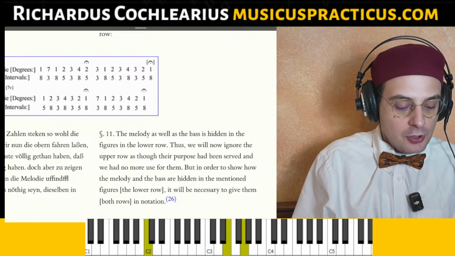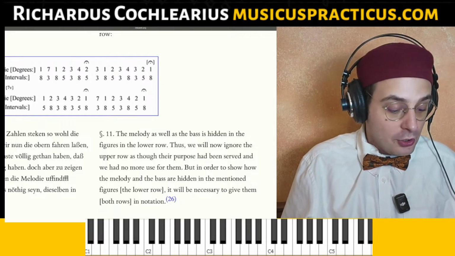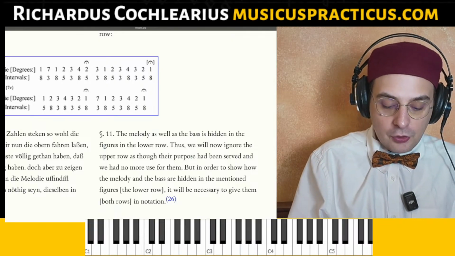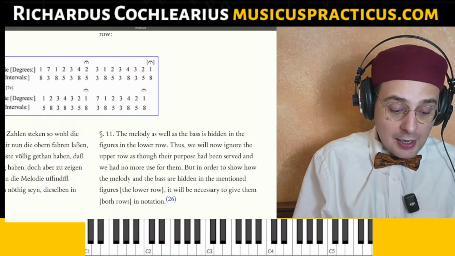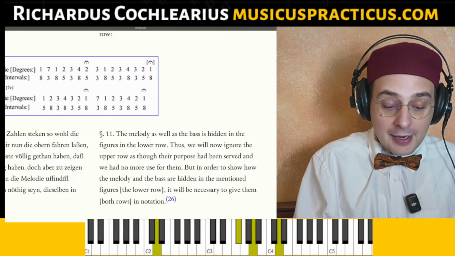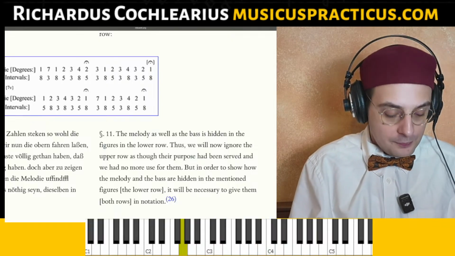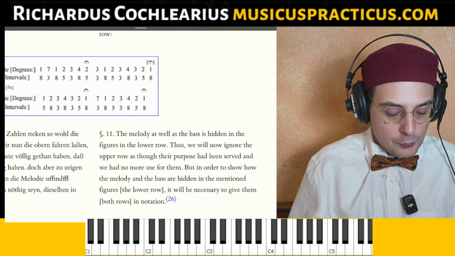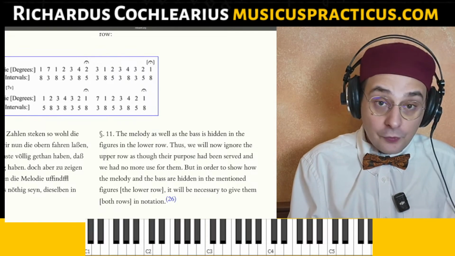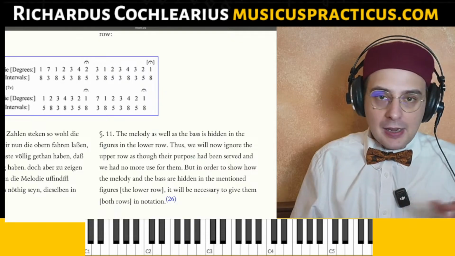If it is in the soprano, let's say that we are in C major: do, re, mi, fa. In G major: do, re, mi, fa, mi, re, do, in the soprano. Do, re, mi, fa, mi, re, do in the alto, or in the tenor. So here, starting in that case with an octave down, do, re, mi, fa, mi, re, do. We have the same bass.